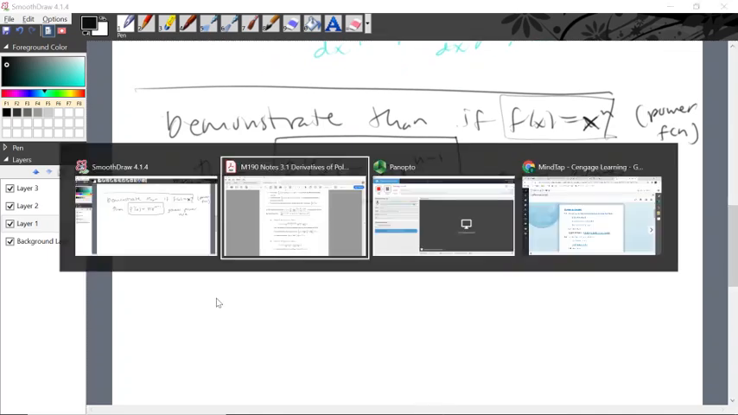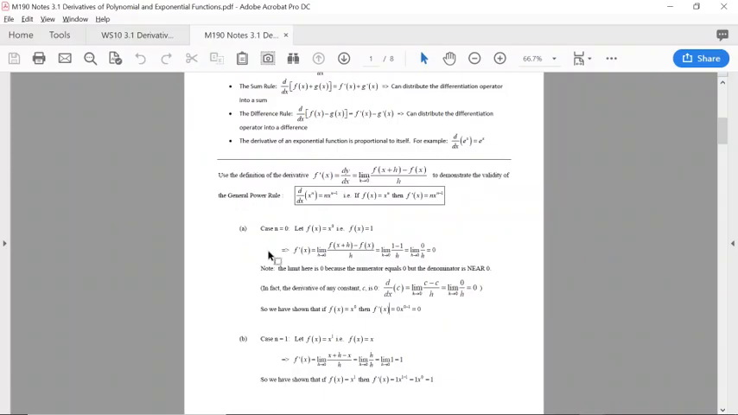Okay. Let's take a look at the notes here. The case where n is equal to 0, that is, if we have the function x to the n where n is 0. Well, that's x to the 0. In other words, f of x is equal to 1, just the constant 1.